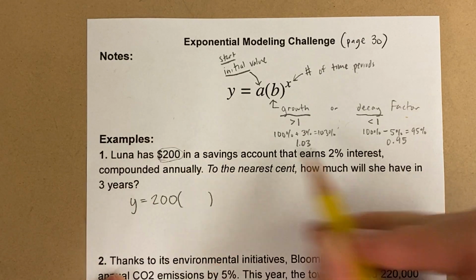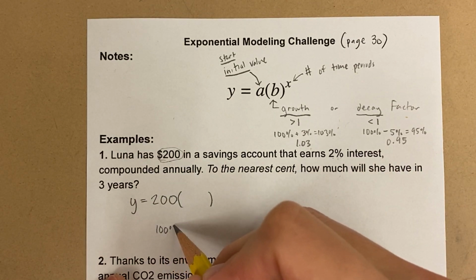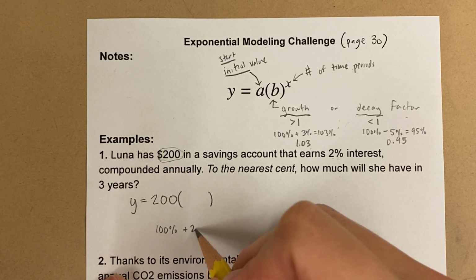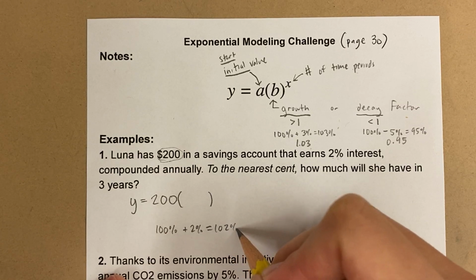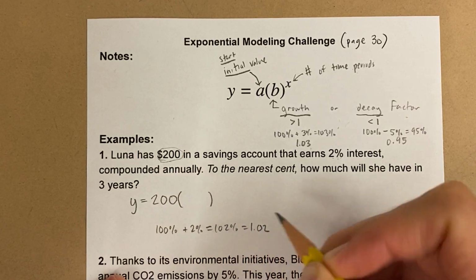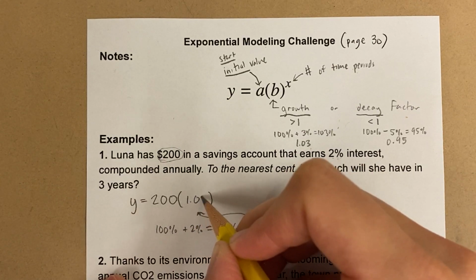Now, it earns 2% interest. We're talking about a growth factor here, right? Because we're starting at 100%. We're going to add 2% interest. So that's going to be 102%, which becomes 1.02. That's going to be my growth factor. So that's going here. Okay.